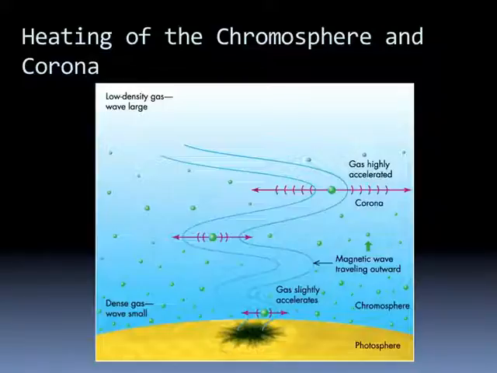So, as I have magnetic fields come out, you get this wave, and as this wave gets larger and larger in amplitude, it causes the charged particles to move back and forth at higher and higher speeds. Higher speeds means higher temperature.